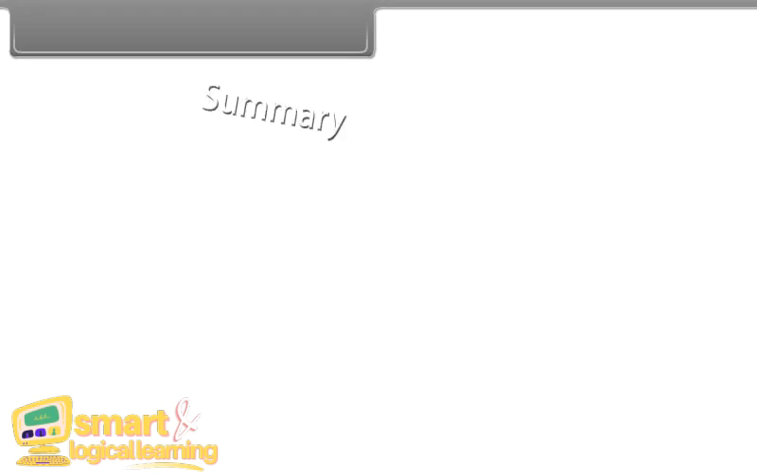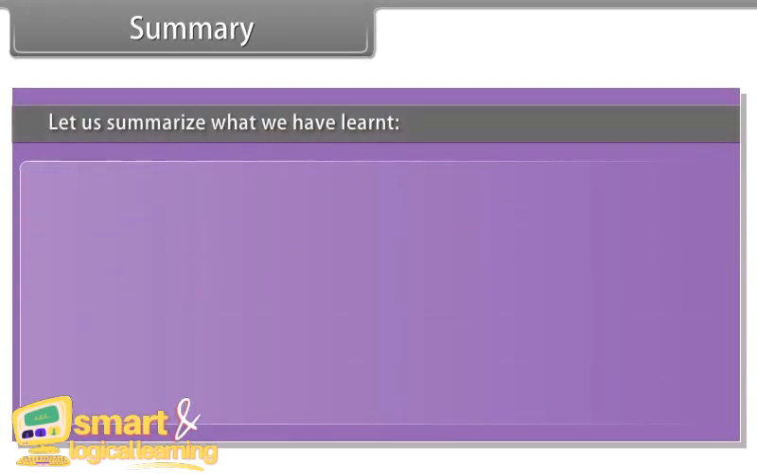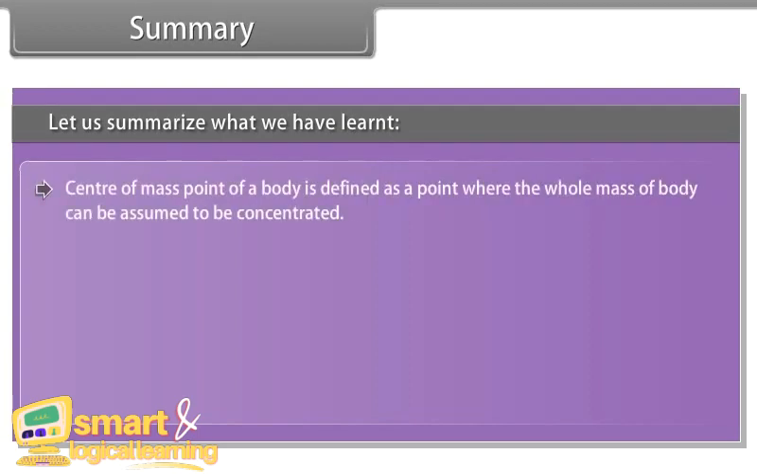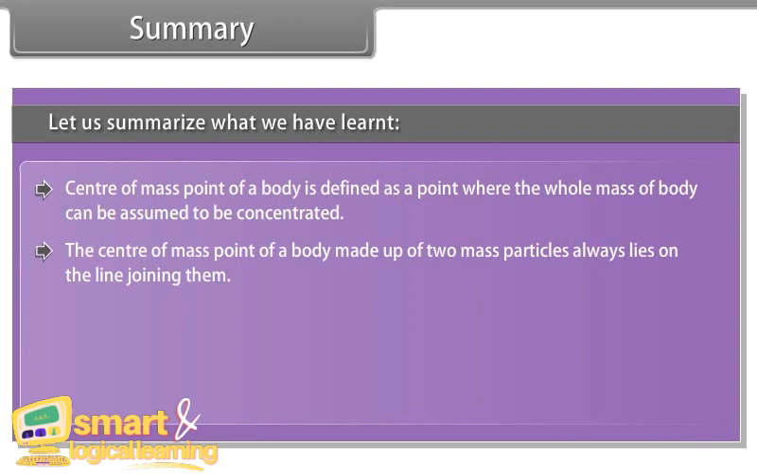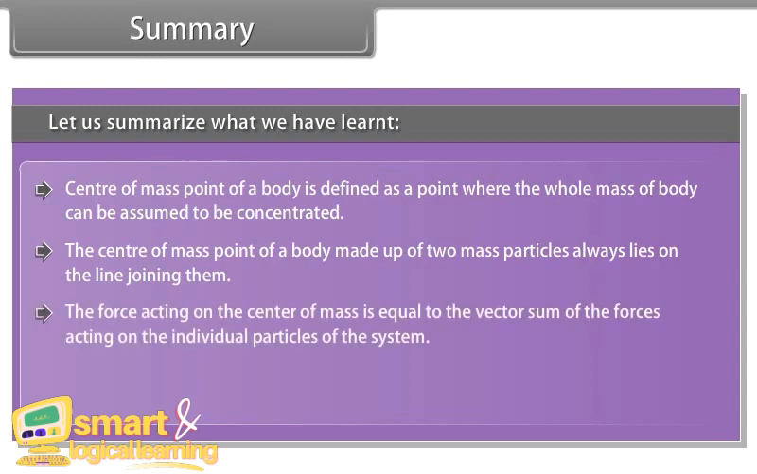Summary. Let us summarize what we have learnt. Center of mass point of a body is defined as a point where the whole mass of the body can be assumed to be concentrated. The center of mass point of a body made up of two mass particles always lies on the line joining them. The force acting on the center of mass is equal to the vector sum of the forces acting on the individual particles of the system.